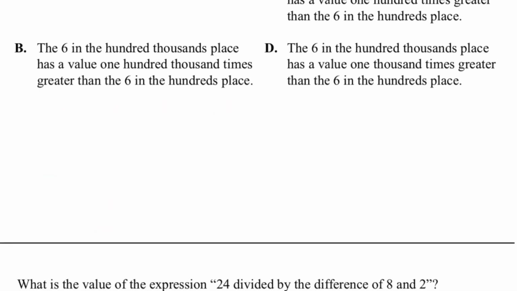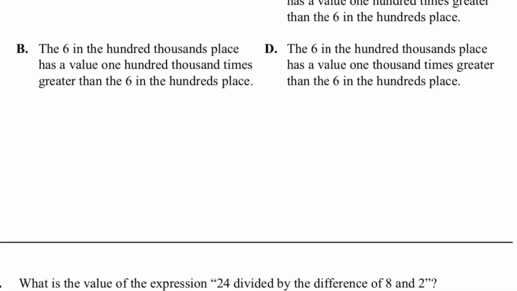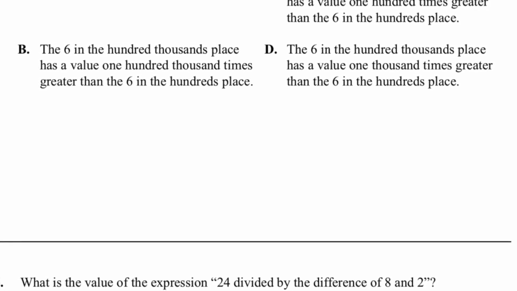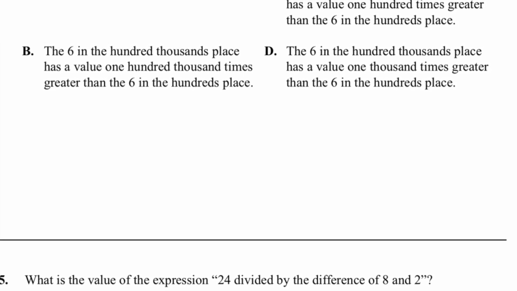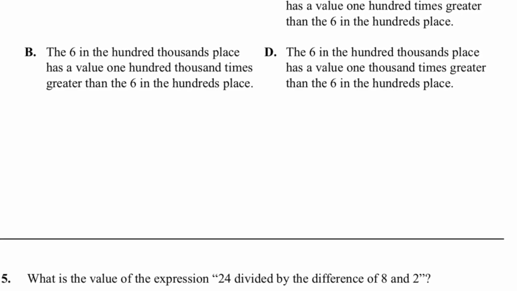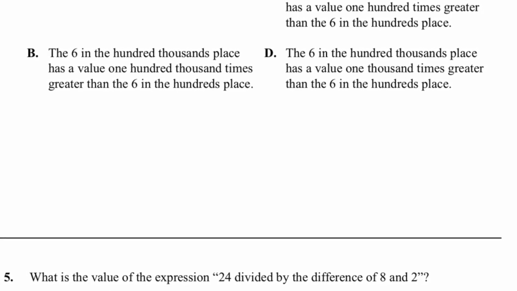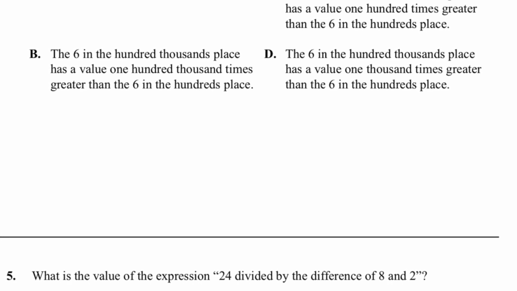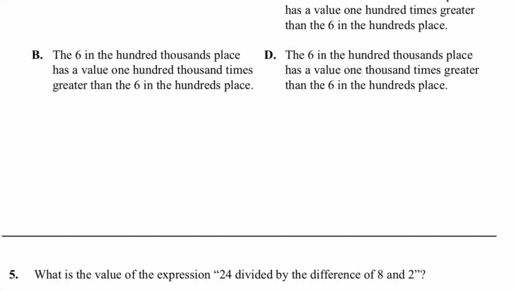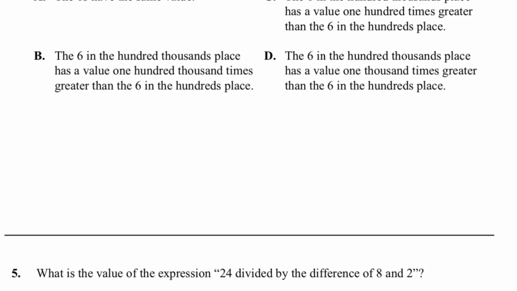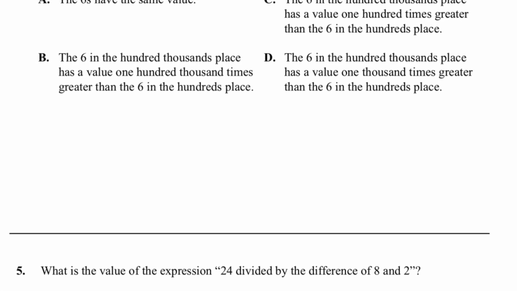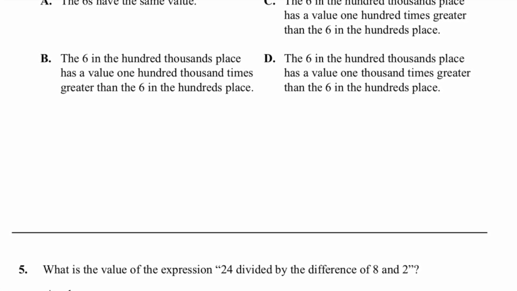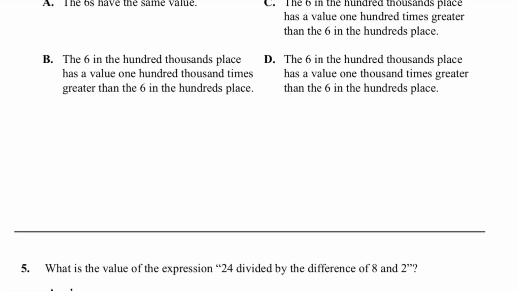Which statement below correctly describes the relationship between the sixes in the number 604,693? A. The sixes have the same value. B. The 6 in the 100,000ths place has a value 100,000 times greater than the 6 in the hundredths place. C. The 6 in the 100,000ths place has a value 100 times greater than the 6 in the hundredths place. D. The 6 in the 100,000ths place has a value 1,000 times greater than the 6 in the hundredths place.